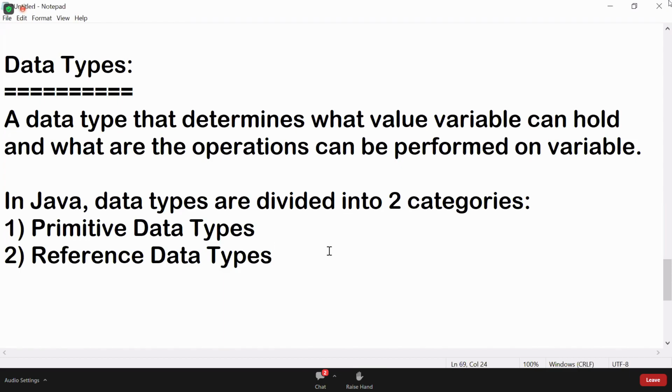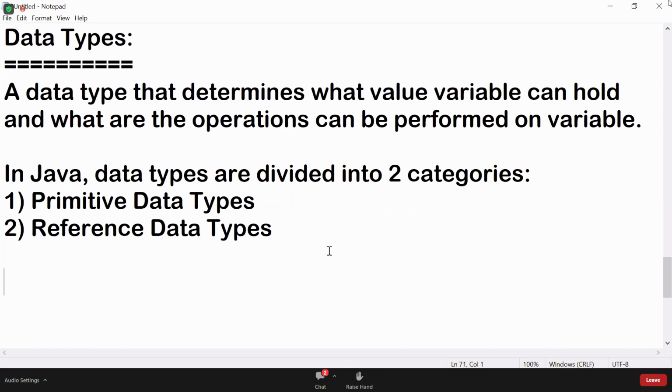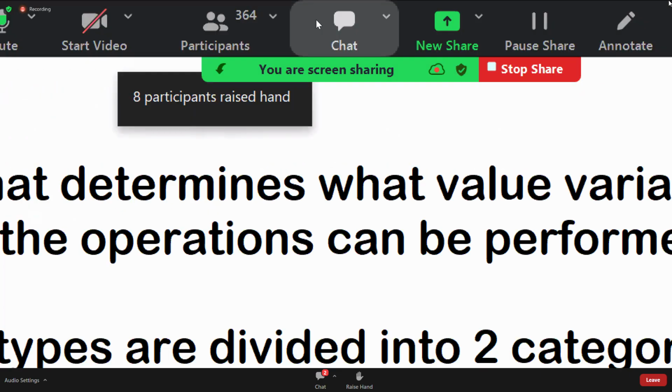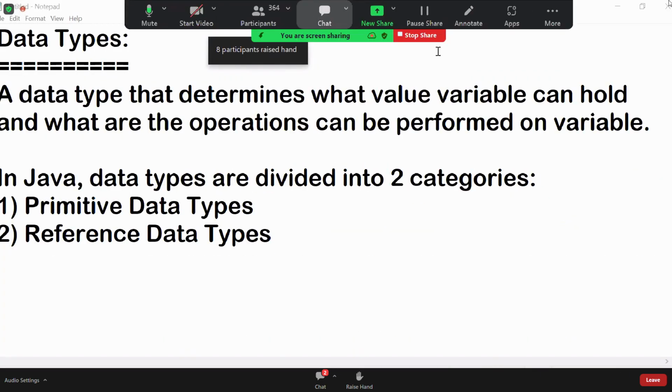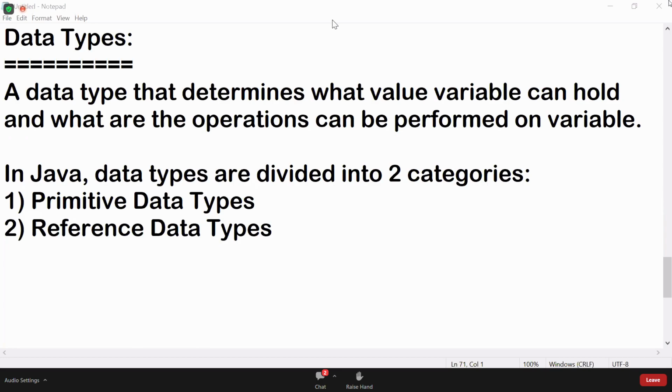Online students, at the end of the session I'll clarify your doubts. Listen to the class and write the notes. Now, in Java, data types are divided into two categories. First one, primitive data types. Second one, reference data types. It is not a one-to-one session. Online students, how many are there? 364 students are there. But offline students also, many students are there. So I'll clarify your doubts at the end of the session.